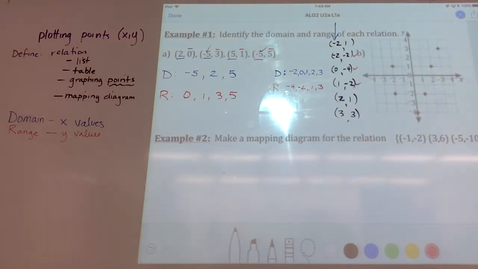Those of you who did not pass or will take the Keystone, they are definitely going to ask you domain and range questions. They are also going to ask them on the SATs. Those of you who took PSATs, does this look familiar at all? They would have asked you about domain and range.